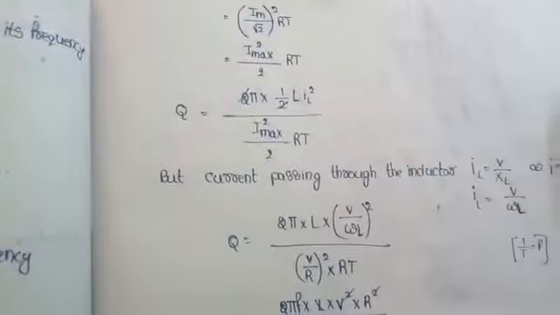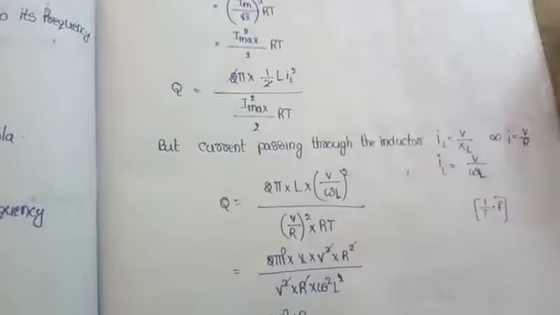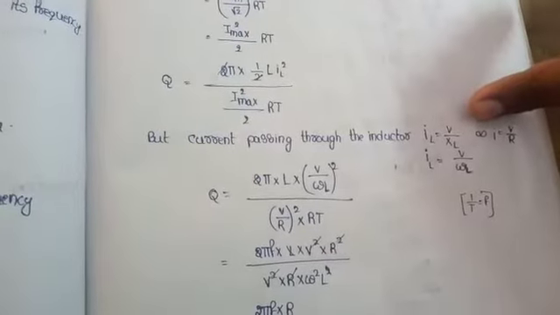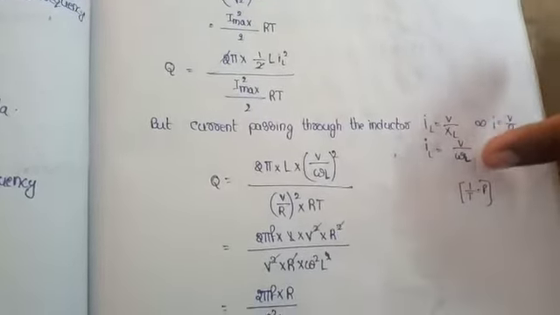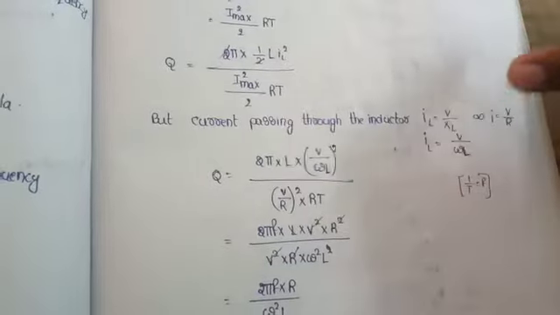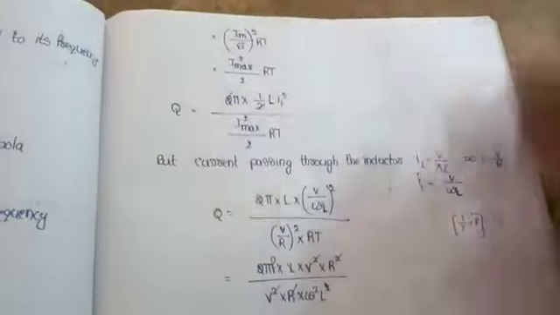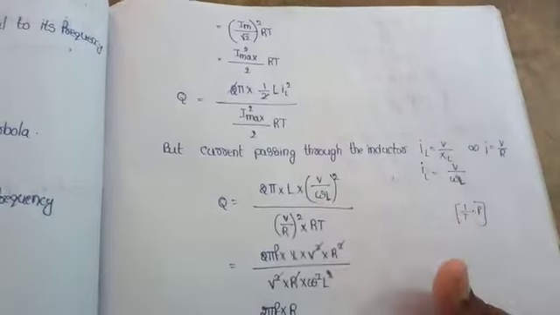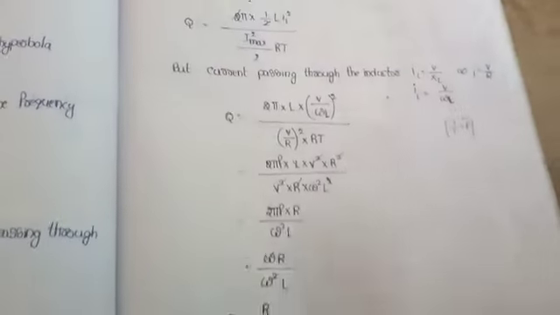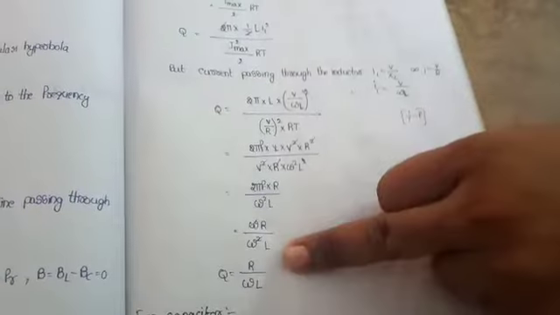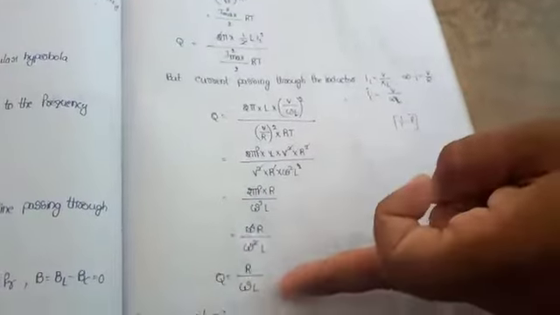Now substitute all these things. The current through the inductor is IL equal to V by XL, that is V by omega L. This is the only change in the quality factor. That's why the quality factor is equal to R by omega L. Whereas in the series resonant circuit, the quality factor for the inductor is omega L by R, but here it is R by omega L.